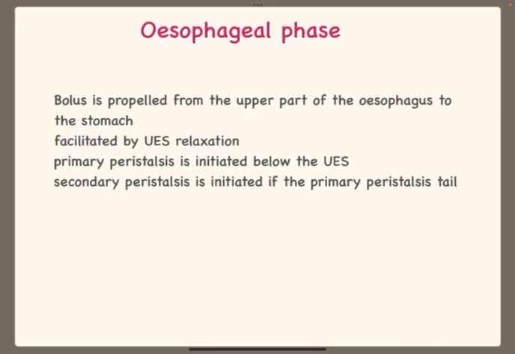Now in the esophageal phase, the bolus is propelled from the upper part of the esophagus to the stomach. It is facilitated by the upper esophageal sphincter relaxation. Primary peristalsis is initiated below the upper esophageal sphincter. If the primary peristalsis fails to move the food to the stomach, secondary peristalsis occurs, and it is initiated if the primary peristalsis failed.